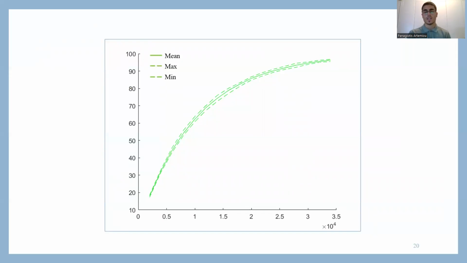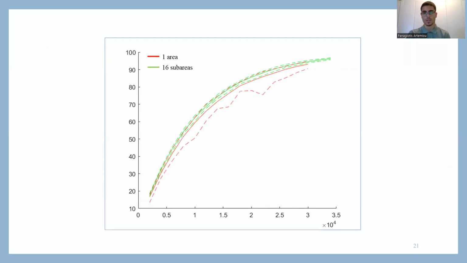Here we can see the same graph as before, but now for the 16 sub-area case. It was derived again from 50 simulations, and we can see that the difference between maximum and minimum is really decreased. And also, if we compare the two curves together, we can see that the mean coverage is increased compared with one area. And mostly the deviation between minimum and maximum coverage is decreased, and it became a more consistent coverage-achieving path.